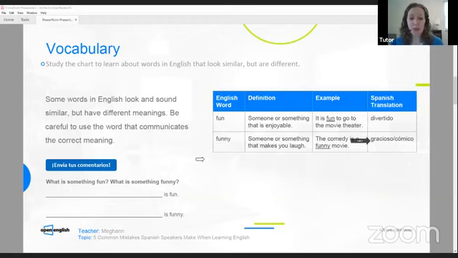So envía tus comentarios. What is something fun and what is something funny? Envía tus comentarios para practicar. Try to decide what is something fun and what is something funny. I will watch for your comments here.